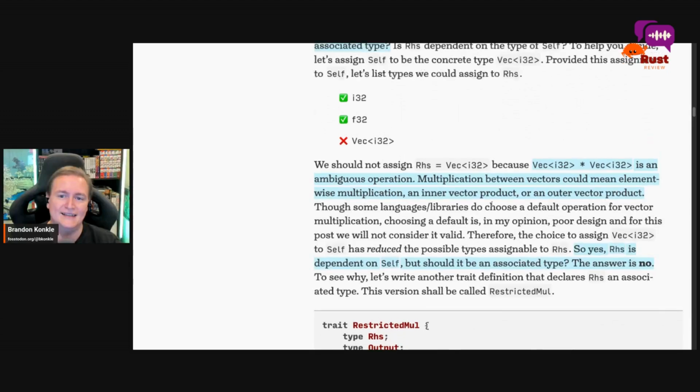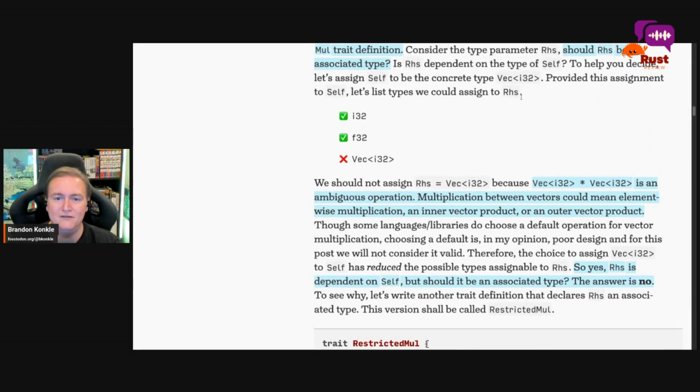He says, let's think about the things that we could assign to the right-hand side. If self was a Vec<i32>, then what could you assign RHS to? It could be an integer, it could be a float. Could it be another vector? They say no. You can't have a vector of integers multiplied by a vector of integers because it's ambiguous. If you use the multiplier operator, which is what this trait powers behind the scenes, this is the trait that powers that multiplier operator.